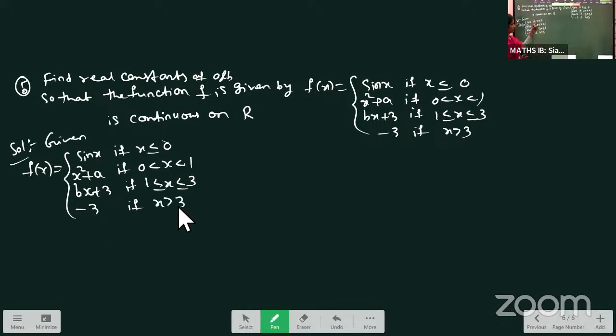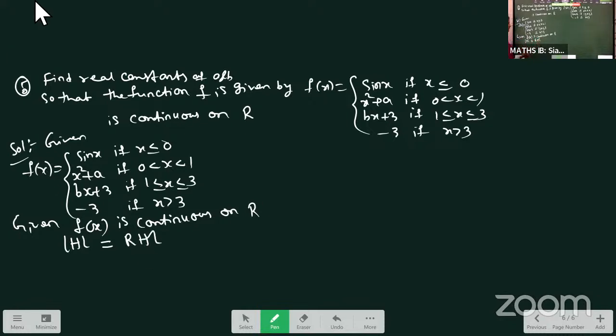The question has less than and greater than, so immediately what do we have to do? We have to check the left hand limit and the right hand limit. Given f of x is continuous on R, this sentence we have to use here. Continuous on R, so left hand limit is equal to right hand limit.